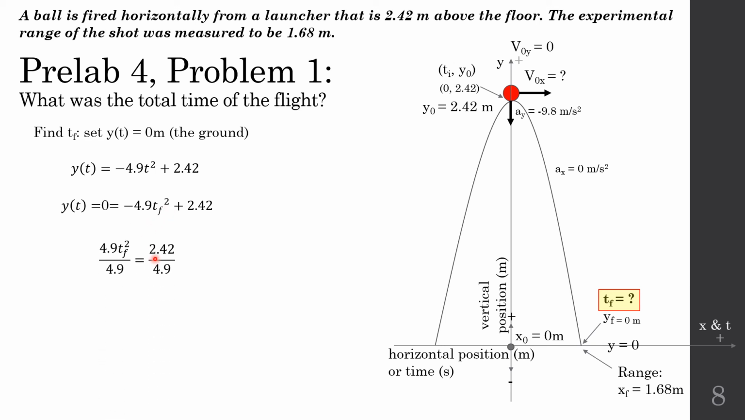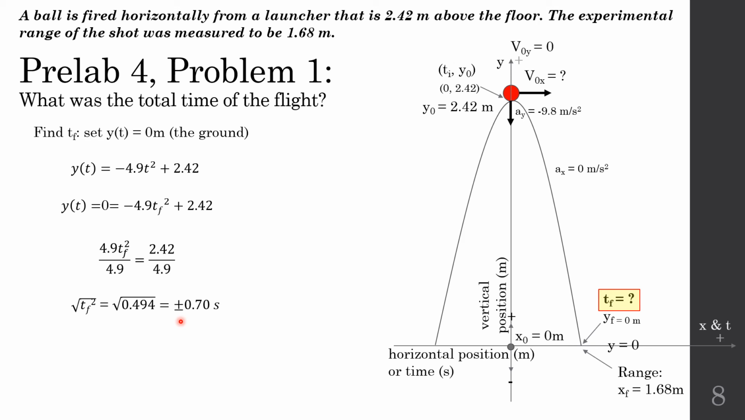So we're going to take our negative 4.9 t final squared and move it to the other side of the equal sign. Then we're going to divide both sides by 4.9 because we want to get t final squared by itself. All right, so we take the square root of both sides now so that we can just get t final, and we get that t final is plus or minus 0.7 seconds.